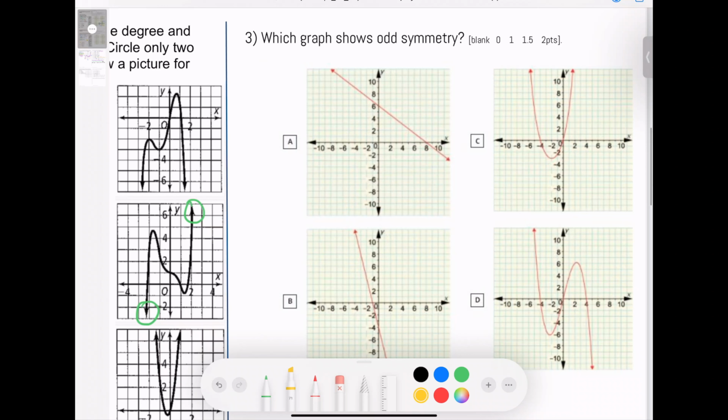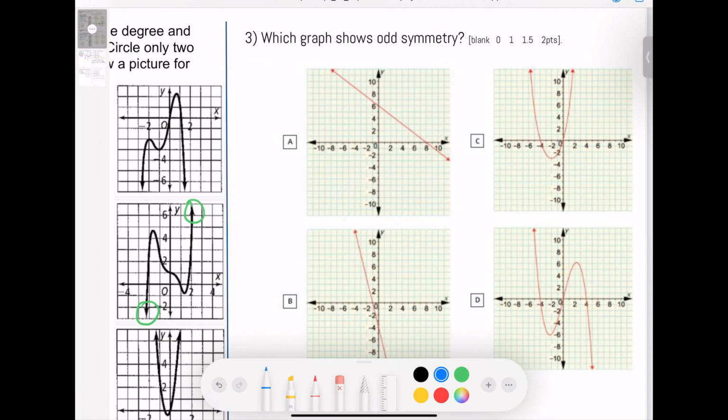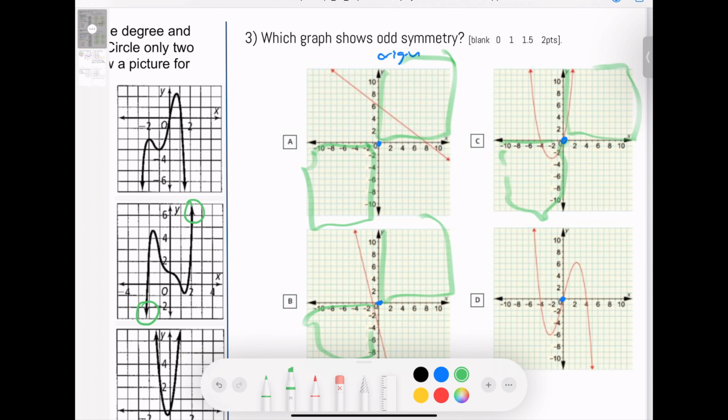Which graph shows odd symmetry? My phrase is, that's odd. It's the opposite, or the origin. It's symmetrical about the origin. Some people also call this corner to corner. So these two corners here are not matching on A, B, C. That's a tree, mountain. But look at this one, it has both a mountain and a mountain.